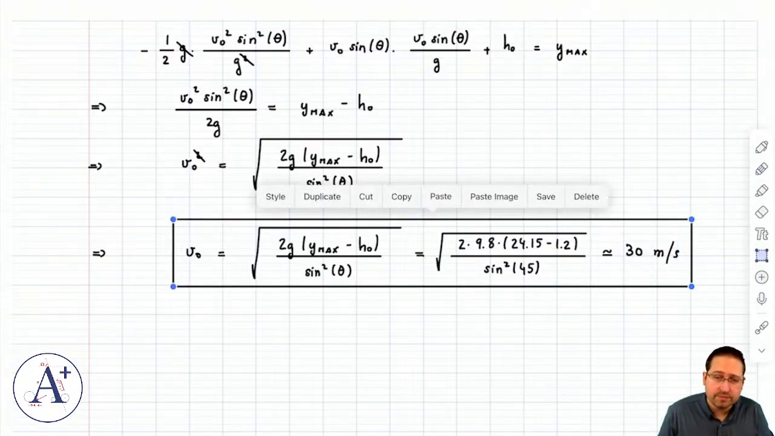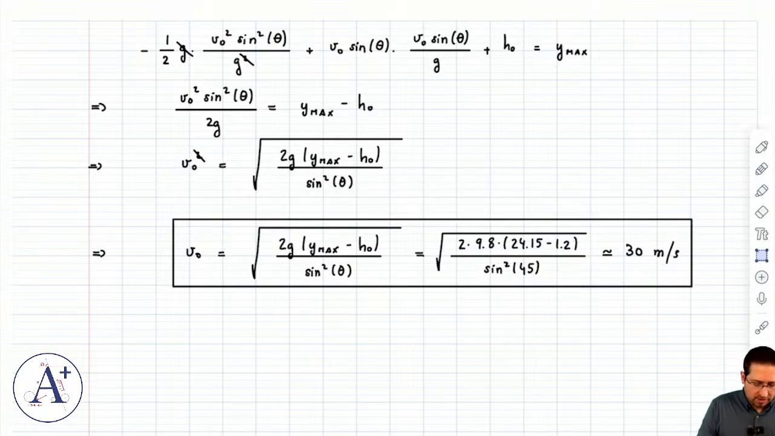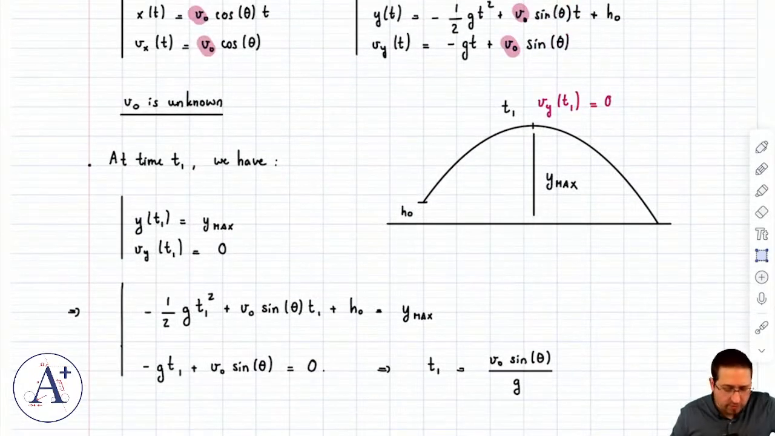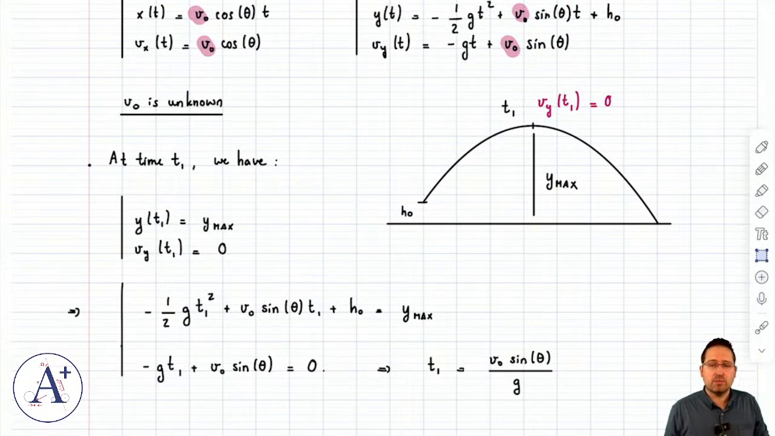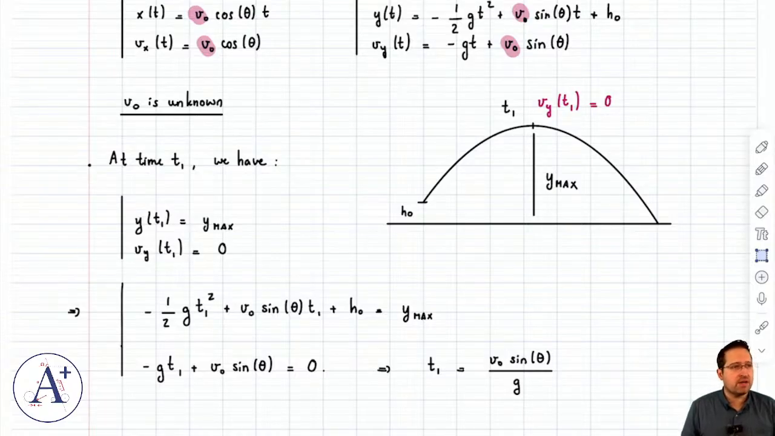So we found V0, which is great because now we can answer all the other questions very easily because we know V0 and theta. Okay, but we found V0 and we did it a very classic way. We solved for time, nobody asked us to, but we needed time as a means to an end to then solve for V0. Fair enough.